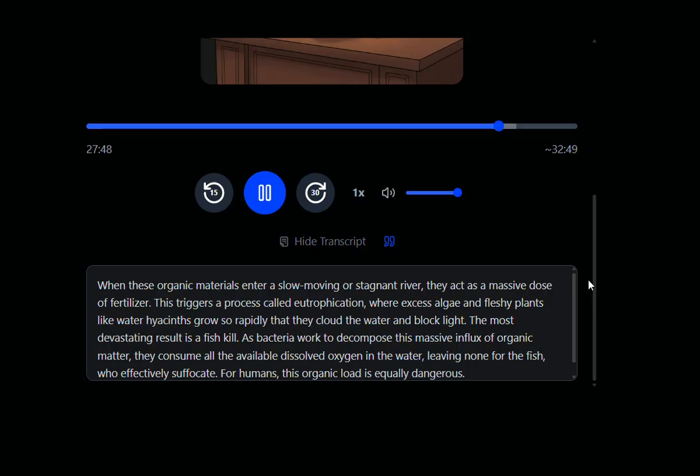The most devastating result is a fish kill. As bacteria work to decompose this massive influx of organic matter, they consume all the available dissolved oxygen in the water, leaving none for the fish, who effectively suffocate.